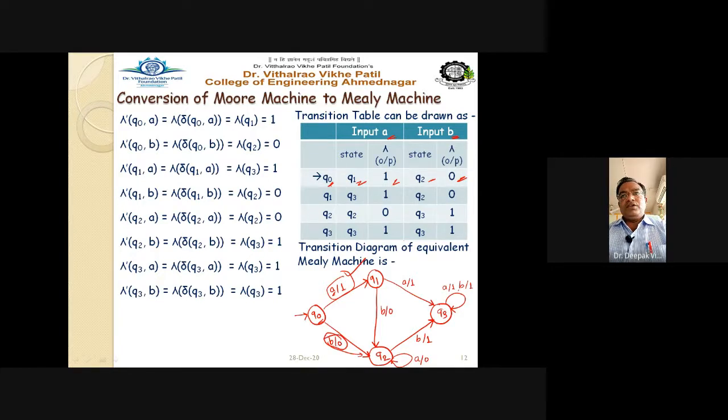The same way, Q1 on input A, Q1 on input B, then Q3 on input A and B. So see here, Q3 on input A, Q3, output 1. On input B, again the same state Q3 and output is 1. So that's why A/1 and B/1. Input A, output 1; input B, output 1, a self loop for the Q3 state. Getting this point?